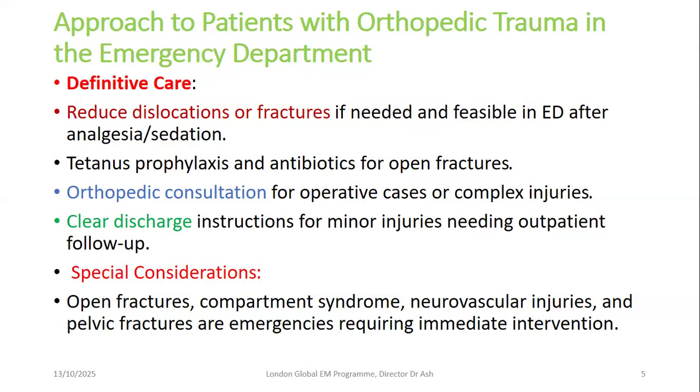That's definitive care: reduce the dislocation and fracture. Tetanus prophylaxis and antibiotics if there is an open wound fracture. If there are complex injuries, like neurovascular involvement, complicated fracture, or comminuted fracture that can't be reduced in the emergency department, or if you have done the reduction and it has failed, then definitely you are going to refer to the orthopedic.